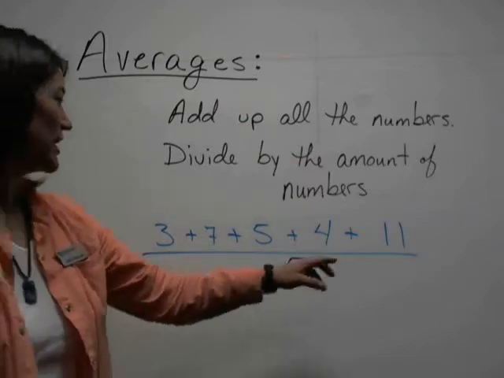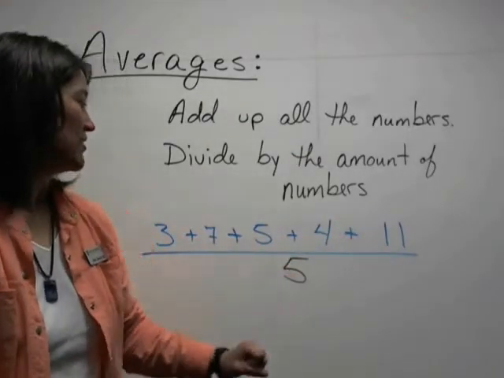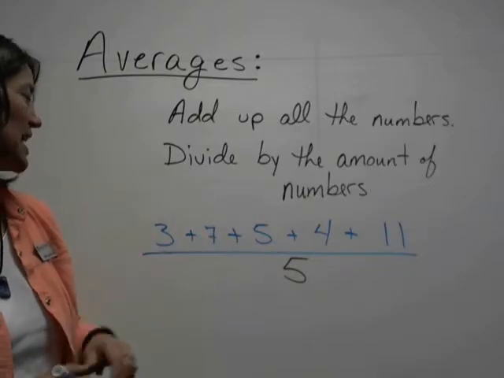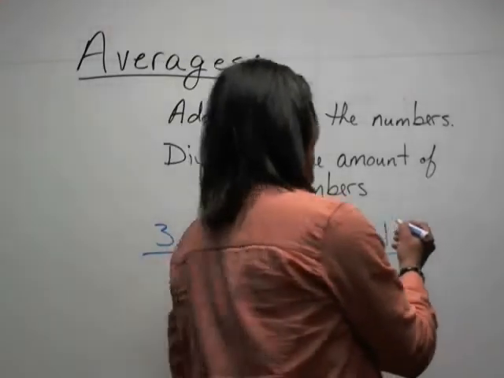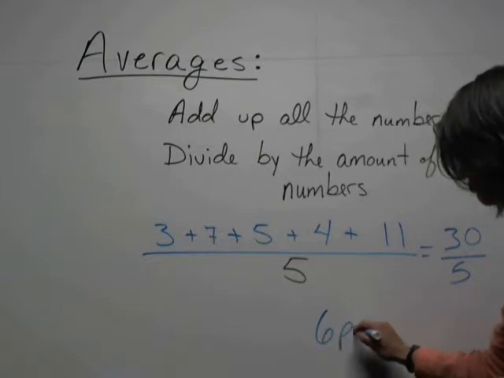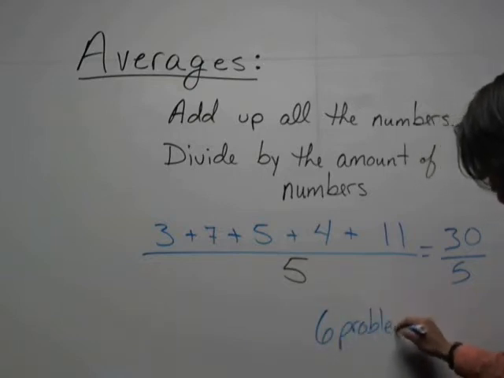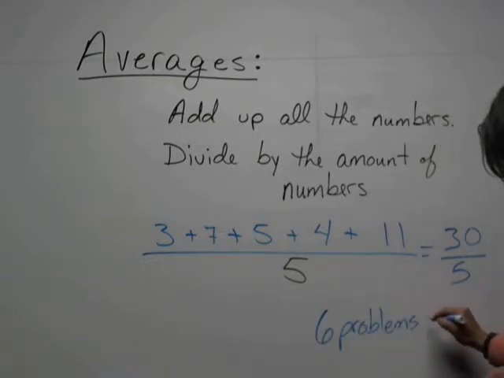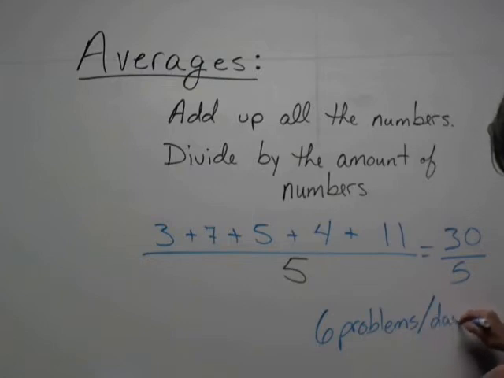Adding up the top, we have 9 plus 11 is 20. This is another 10, so that's 30. So we have 30, and we divide that by 5, which means that on average, we did 6 problems per day. Per means divide. Add them up, divide by how many you've got.